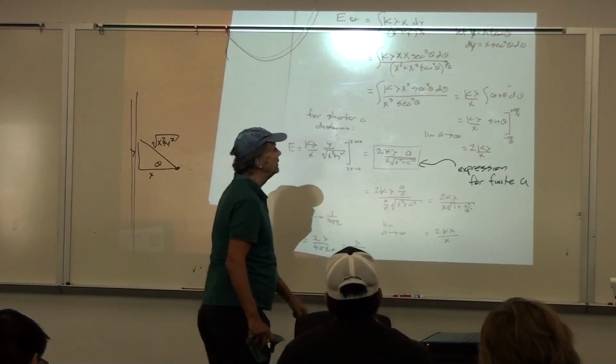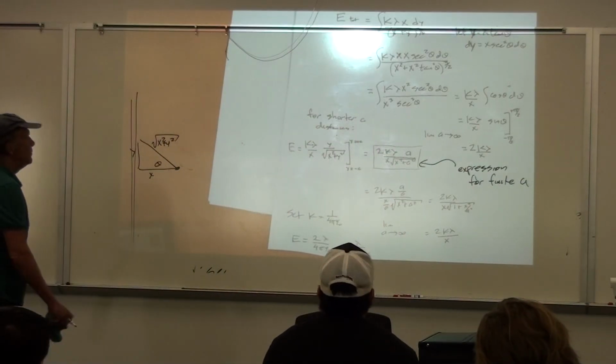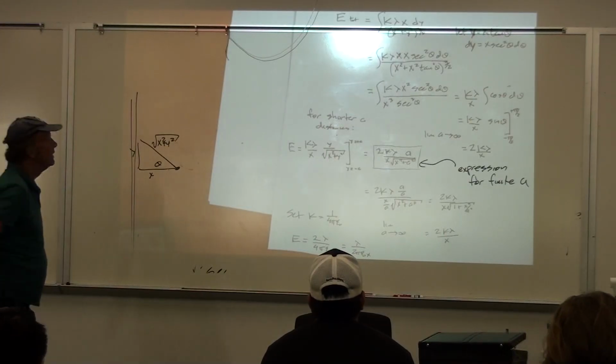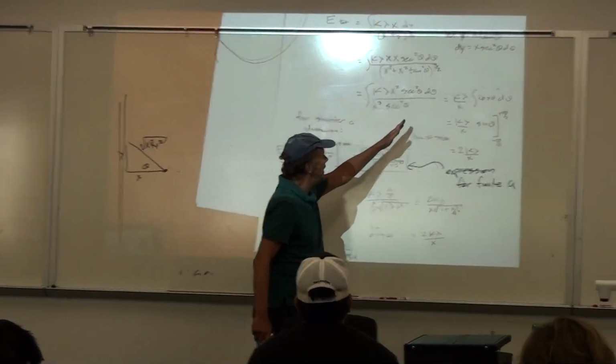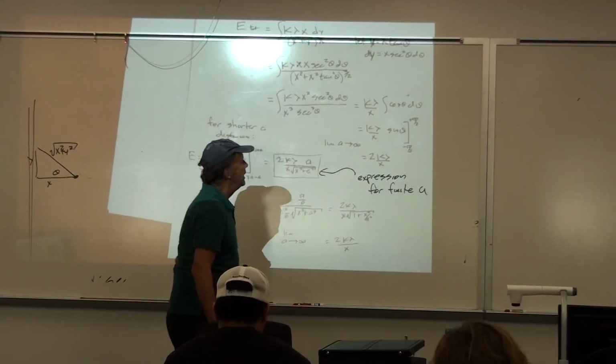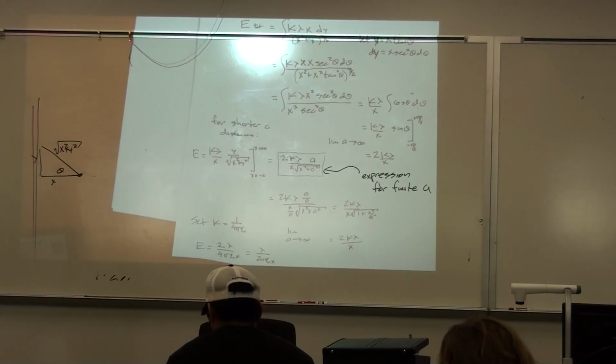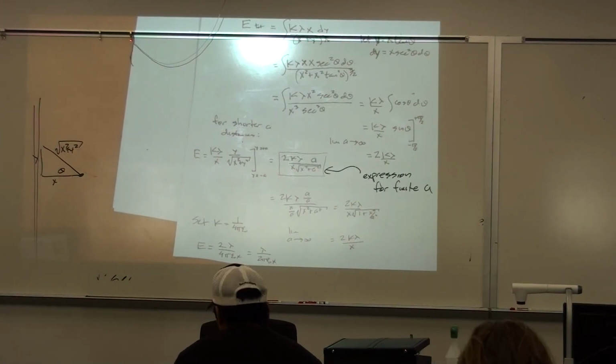Okay, so we got it both ways. One by looking at it from an xy point of view, and the other one by looking at it from a polar point of view. Any questions? Yeah. So the expression for the finite a, that's all after using trig substitution, yeah?